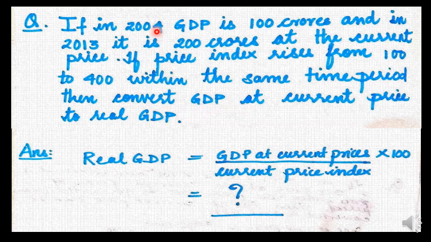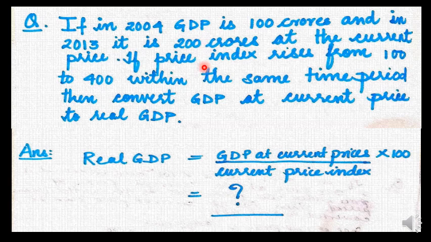Let us go back to the question once again. 2004 is the base year, but the 2004 GDP is given. We are not concerned with this value right now. The current year is 2013, and it is given as 200 crores. It is the GDP at the current price. So what is this 200 crores? Nominal GDP, or GDP at current price. So 2013 is the current year, and 200 crores is the GDP at current price.